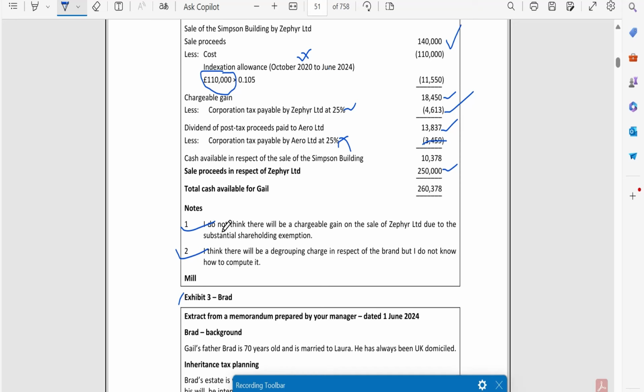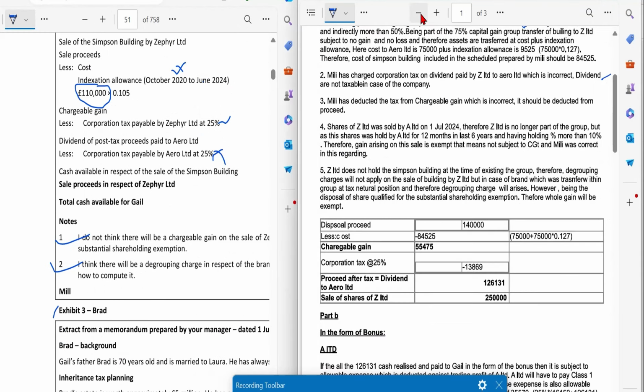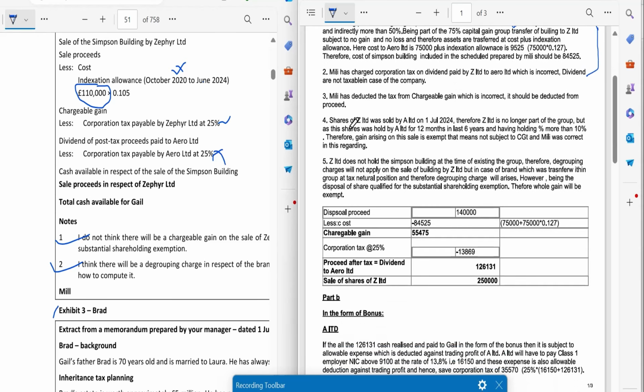And regarding the notes, Millie says she doesn't think there will be a chargeable gain on the sale of Jaffa Limited due to the substantial shareholding exemption. Exactly what I explained. Here I have explained that the shares of Z Ltd were sold by A Ltd on 1st July 2024. Therefore, Z Ltd is no longer part of the group, but the shares were held by A Ltd for 12 months in the last 6 years, with a holding of more than 10%. Therefore, the gain arising on this sale is exempt, which means not subject to CGT, and Millie was correct in this regard.